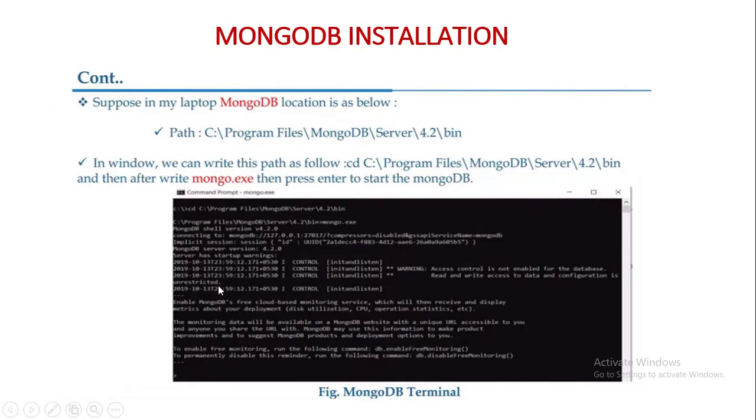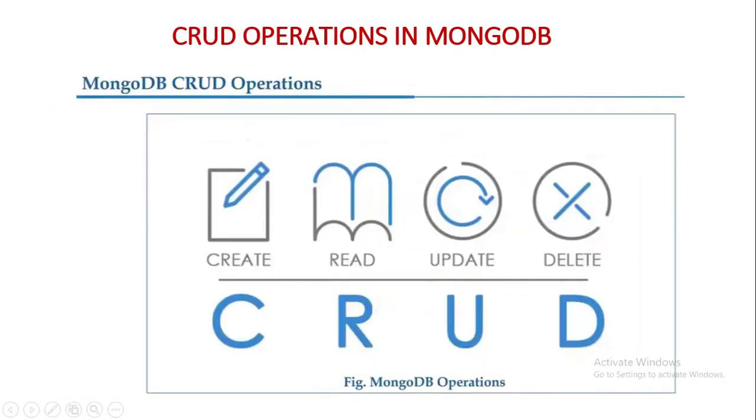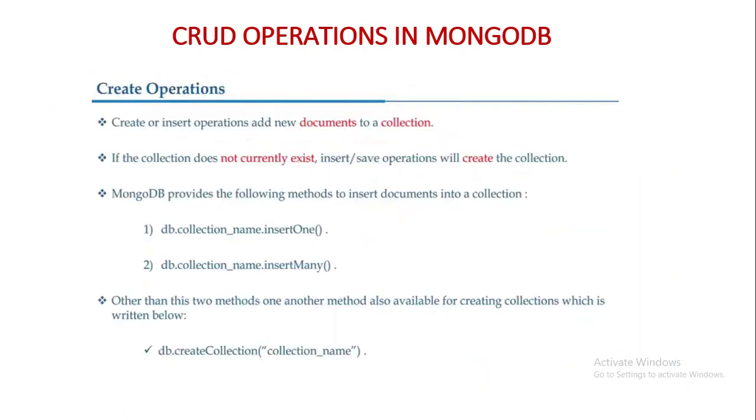So now the MongoDB Mongo shell is also installed. The Mongo shell will in turn connect with the actual database. Then we can perform our CRUD operations: create, read, update, and delete. The first operation is the create operation. Create operation in the sense we can insert or create a document and store it in a collection.